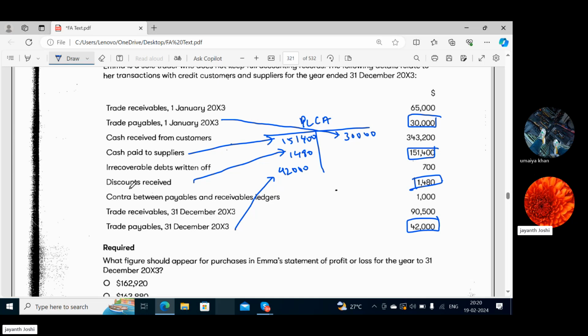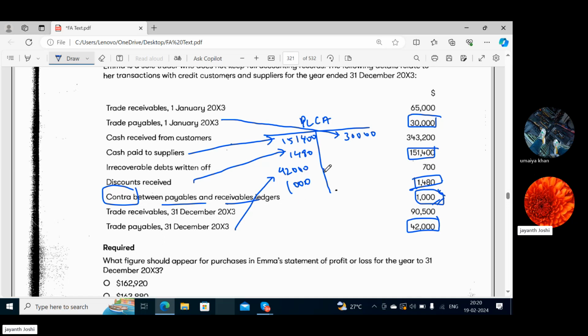Now, do you know the concept of contra? Contra means the same business is a payable and receivable both. So we need to make an adjustment of 1,000. When they say contra between payables and receivables ledger, that means the business is payable 1,000 to them and they need to receive also a certain amount. But whichever amount is lower is to be adjusted. So 1,000 is the lower amount. So contra entry will be shown in this debit side. Contra between payables and receivables ledgers.